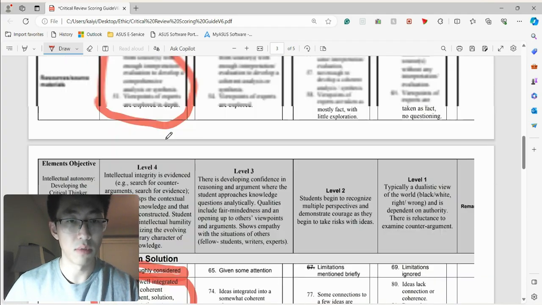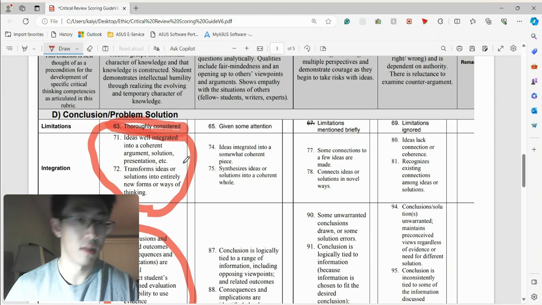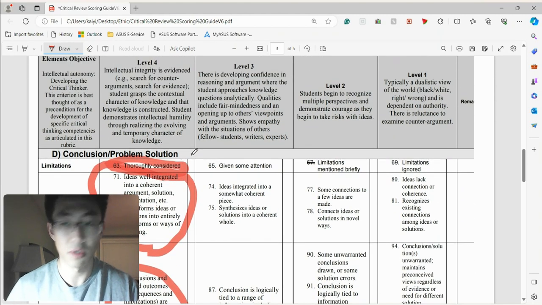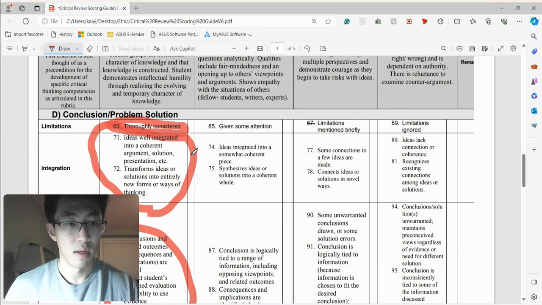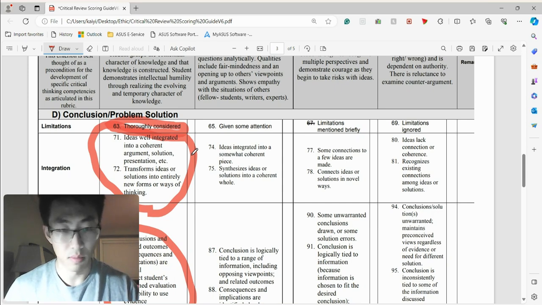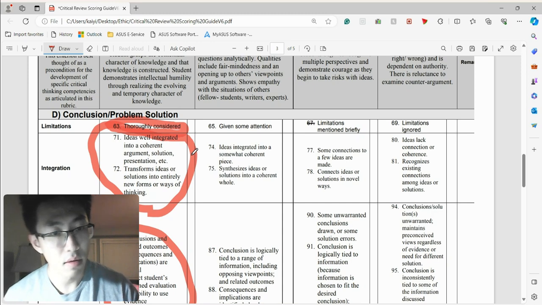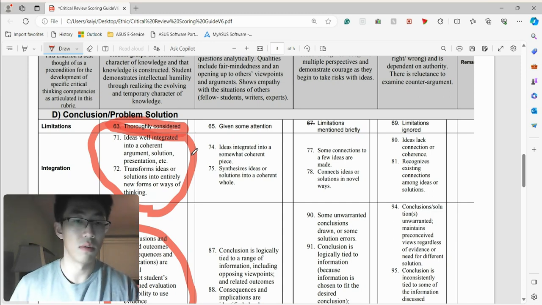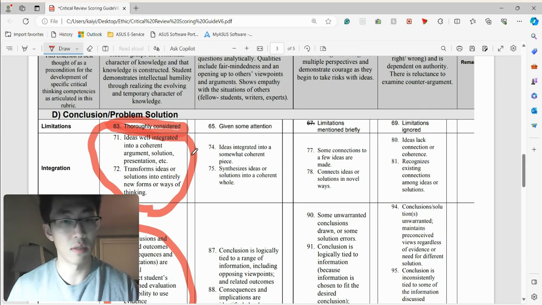Now, conclusion, problem, solution. For limitation, I gave it a level 4. I've considered it thoughtfully before making this critical review. Integration, let's say level 4. The whole information is well integrated into a new form, into a coherent argument and solution presentation, etc. Yes, I've done it. Argument backed up with examples and a solution too.